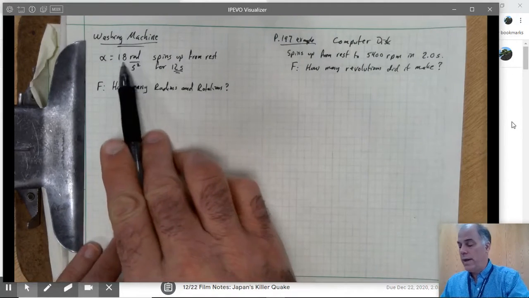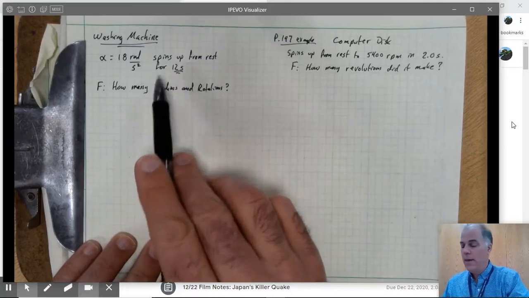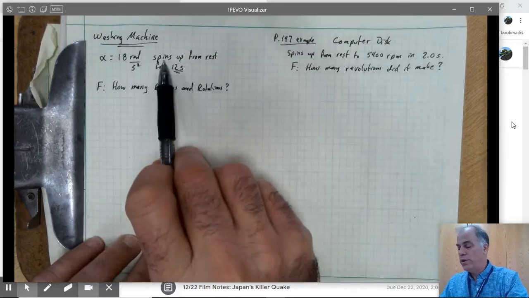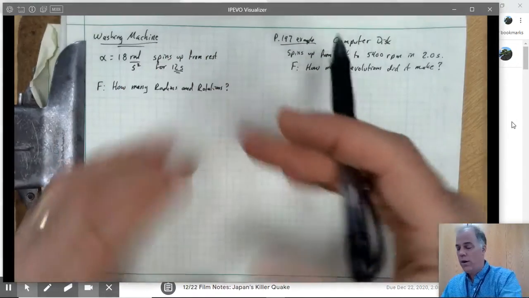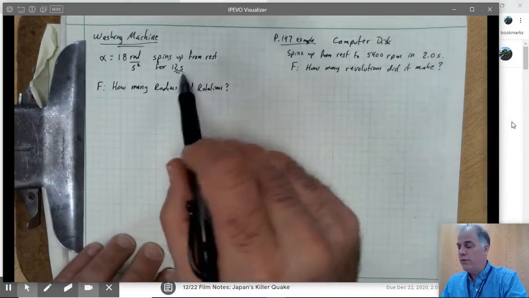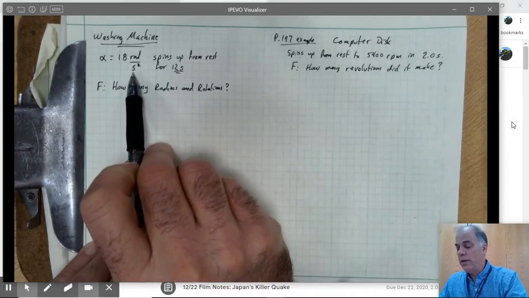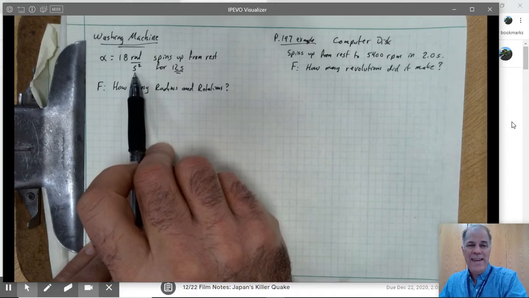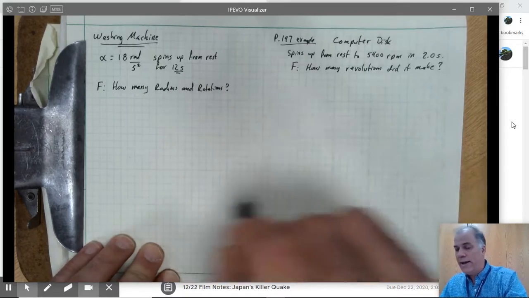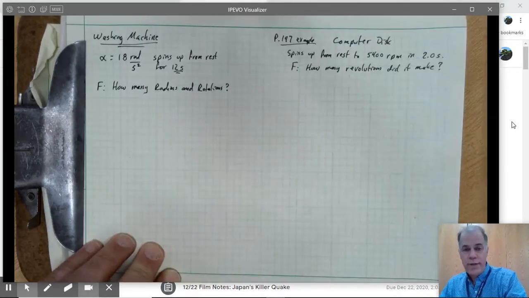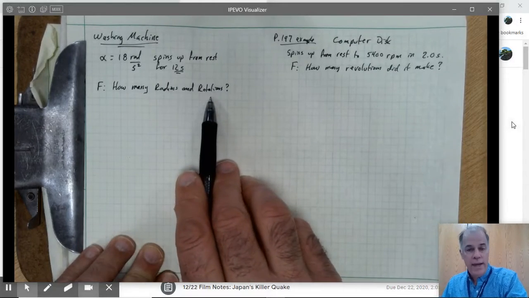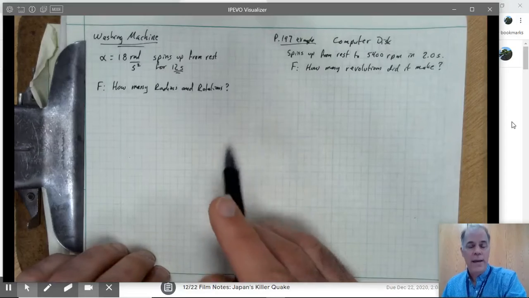Okay, so the first one we're going to look at is suppose we have a washing machine, and the washing machine has been washing for a while, and then it wants to shift to the spin cycle. So it's going to spin up from rest, so not rotating at all, to some speed. It goes faster and faster, as you know. And we're going to say that the angular acceleration for this is 18 radians per second squared. That's just the number we're going to use. And it's going to spool up, go faster and faster for 12 seconds. And we want to figure out how many radians and how many rotations occur in that 12 seconds.